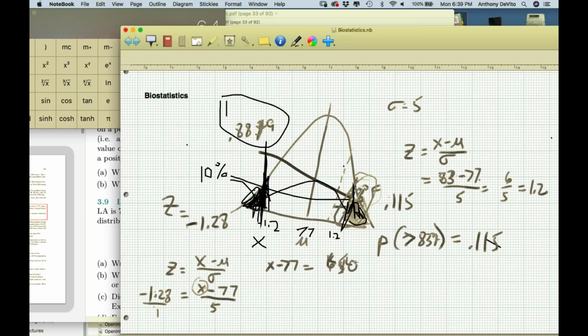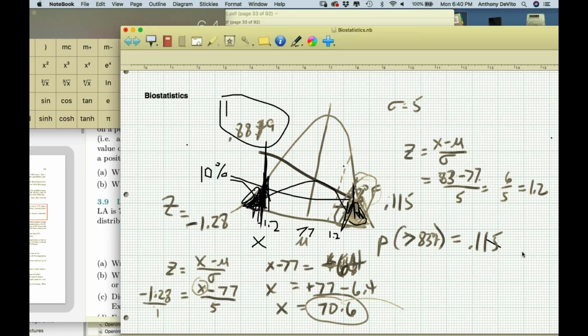Whoops, 6.4. Notice it's a negative number though. Negative 6.4 is equal to x minus 77. And I'm going to move the negative 77 over to the other side. It becomes plus 77. Plus 77 minus 6.4. So the temperature for the lower 10% of the days is going to be 70.6, right? Okay, 10% of the days are going to be below 70.6. The other 90% of the days are going to be above 70.6.